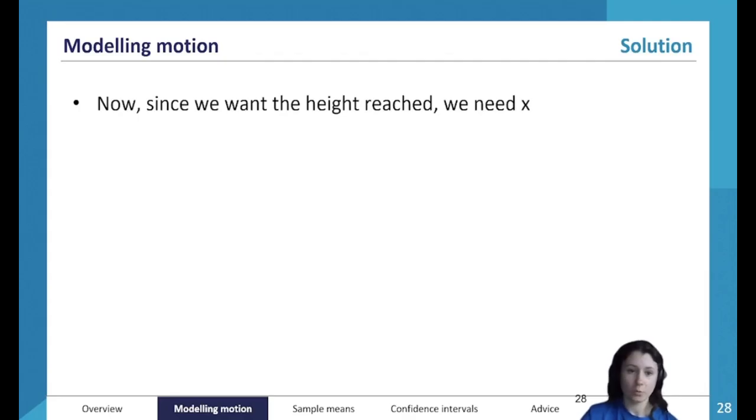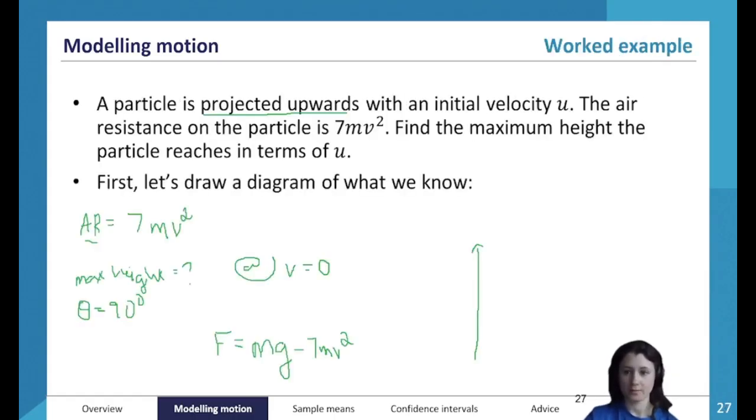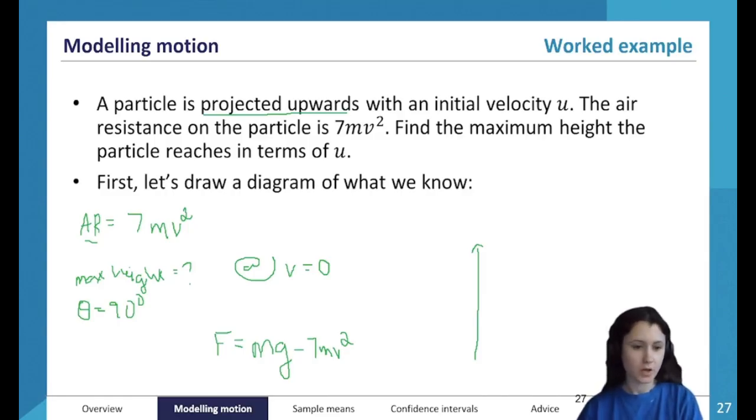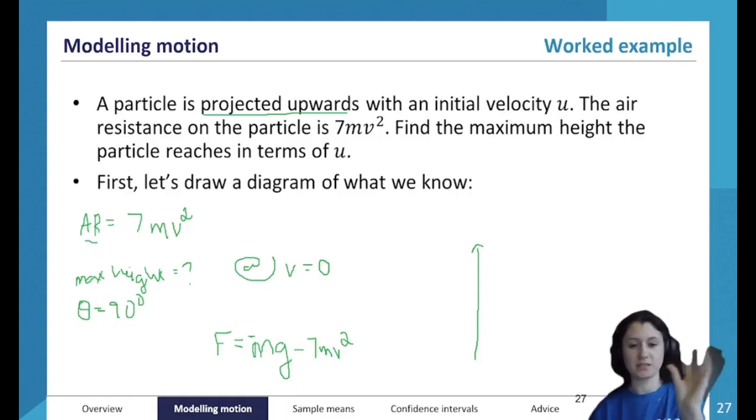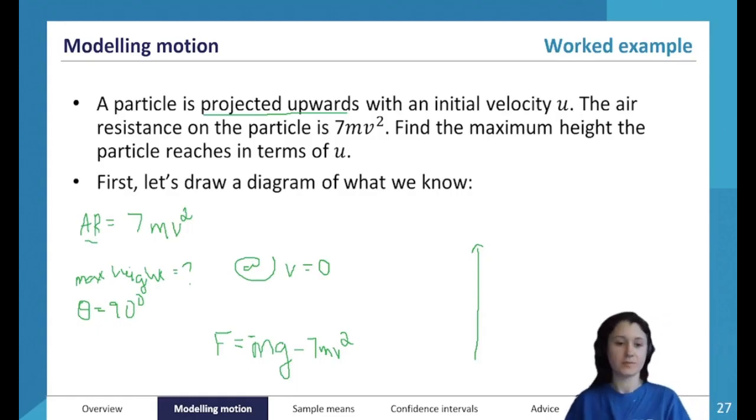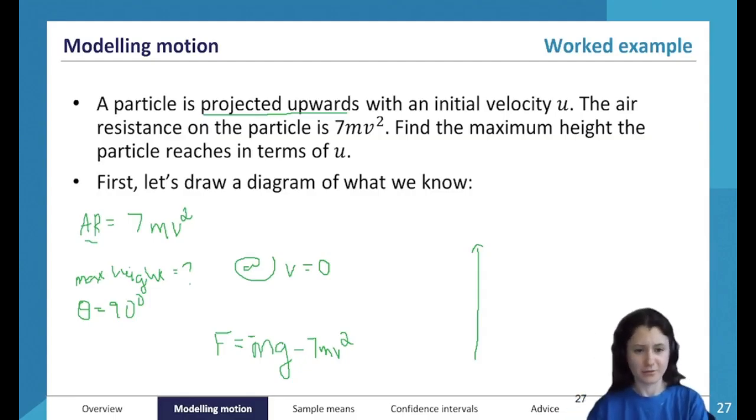Let's continue on. We want the height reached, which means we need the x value. Sorry, I just made one small error there. Since the ball is being projected upwards, the force due to gravity and the air resistance both act against it. That's what I was getting confused about there. So, continuing on from here, we now know the net force.